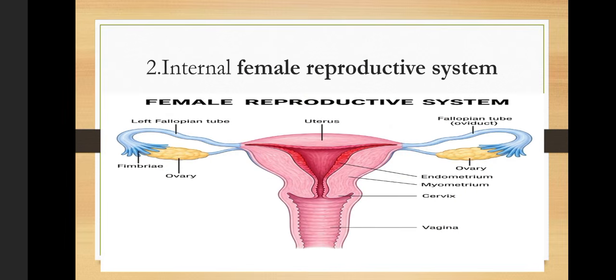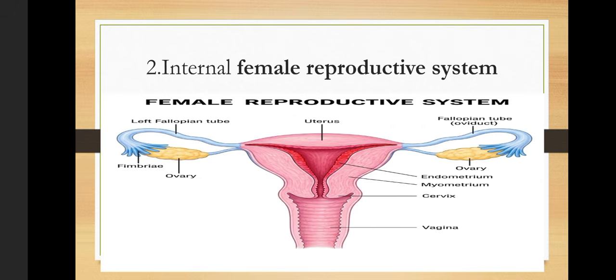Internally, the female reproductive system has a number of parts. We'll begin with the vagina. The vagina is that part that acts as the opening into the female reproductive system. Then we have the cervix. The cervix is normally called the door of the uterus.